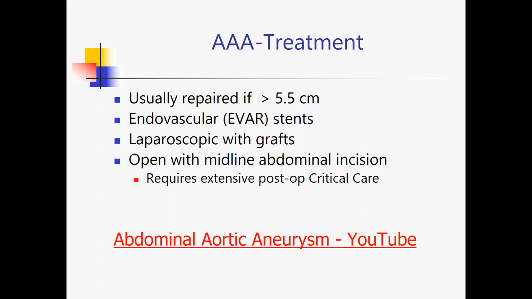Ways to fix this aneurysm is endovascular EVAR stents. Endovascular repair is done femorally through a cut down in the femoral artery, and then a stent graft, yes, I said stent graft, is inserted inside the aneurysm under radiological assistance.